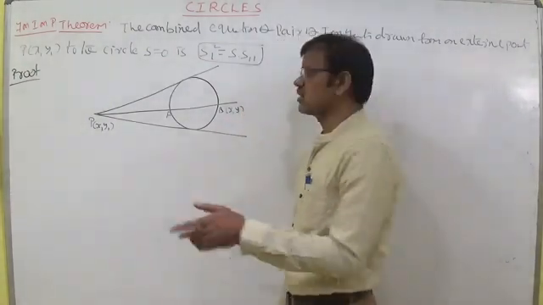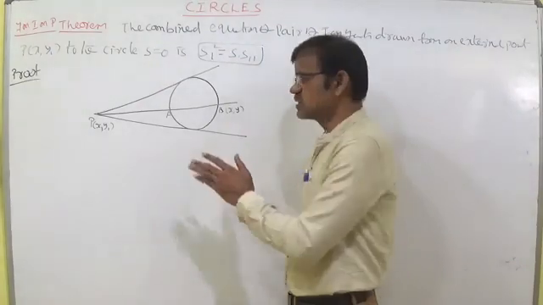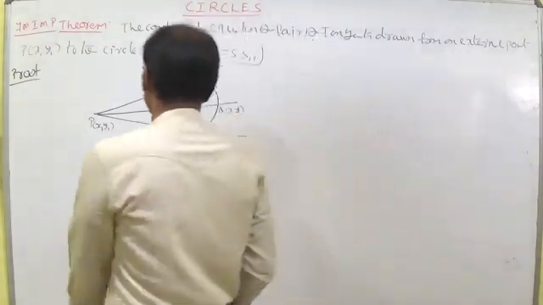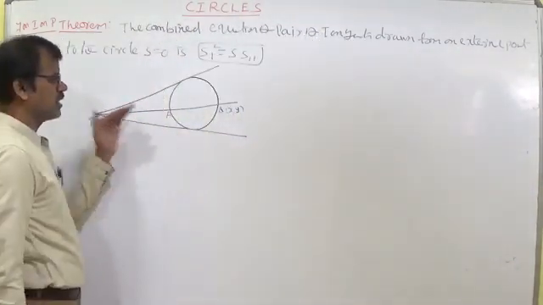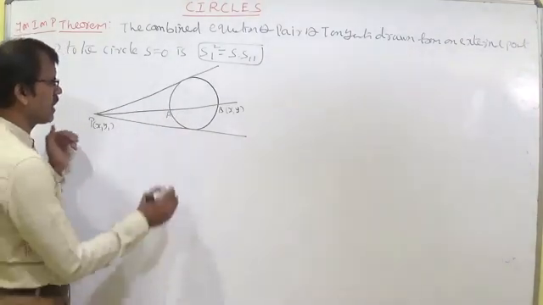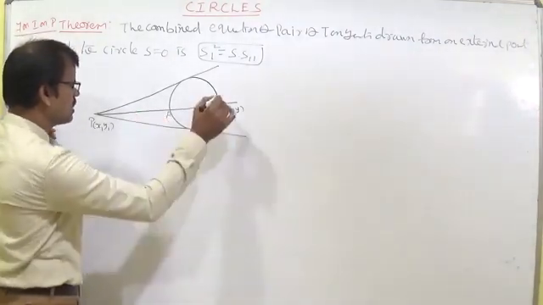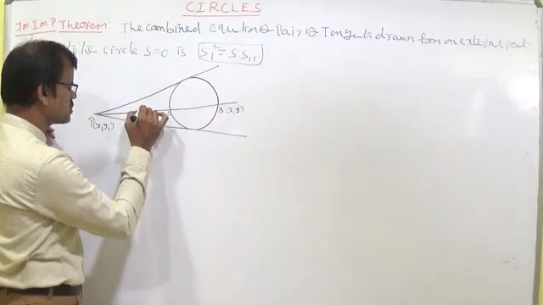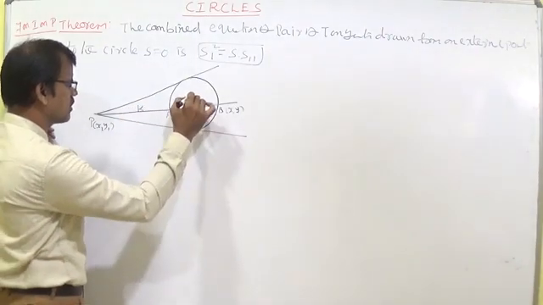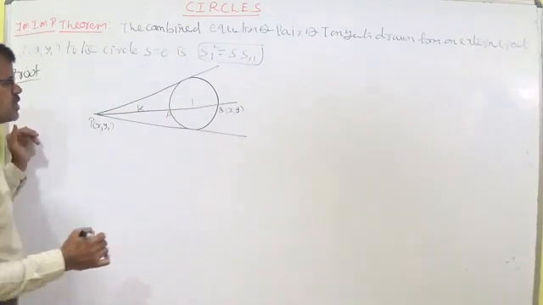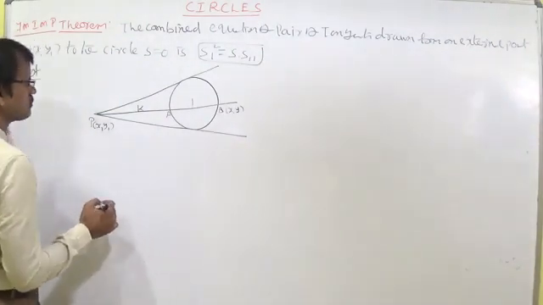So many methods are there to prove this theorem, students. What is the easy method I am saying to you? Let PAB be a secant, but point A divides PB, the secant, in the ratio k is to 1. This is k and this is 1. The point A divides in the ratio k is to 1.